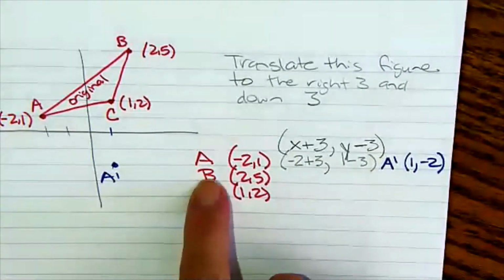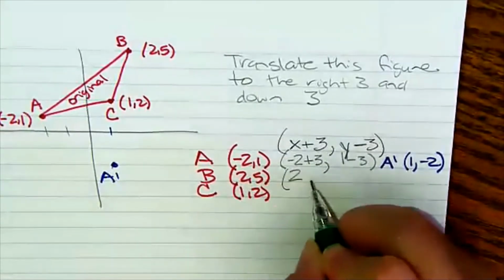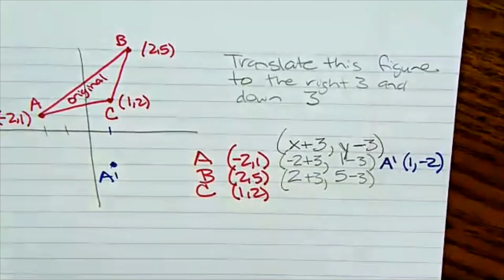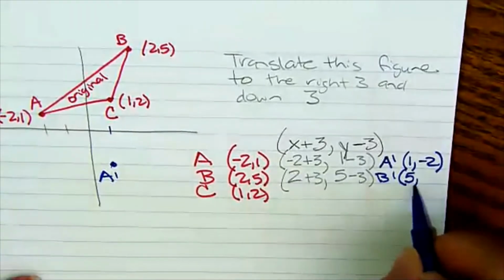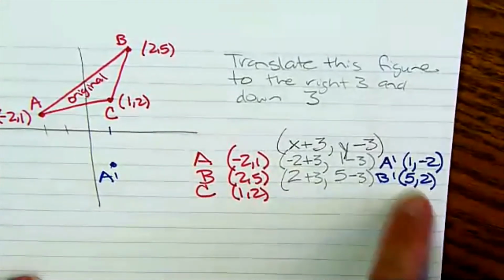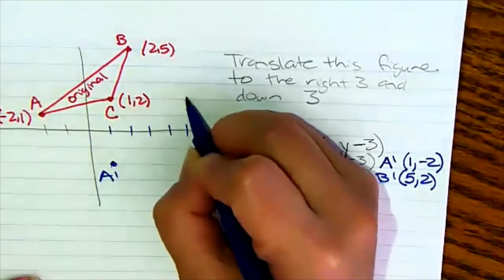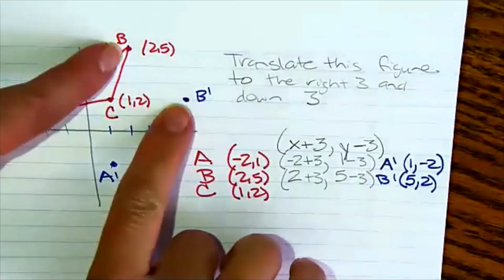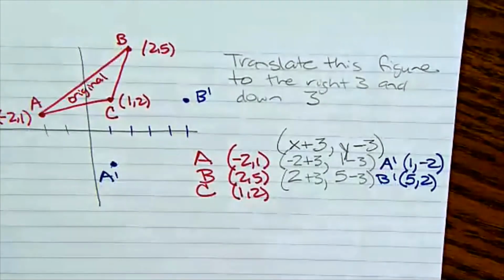Now let's take a look at B. We're going to substitute x plus 3, y minus 3, and this is going to give us B prime. 2 plus 3 is 5. 5 minus 3 is 2. So our next point is going to be 5, 2, and this point is B prime. Do you see how it corresponds with B? My A's correspond, my B's correspond.